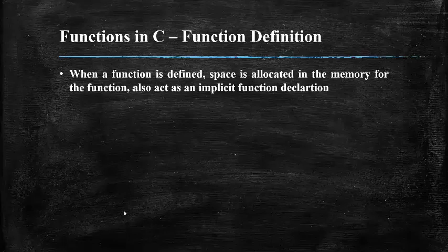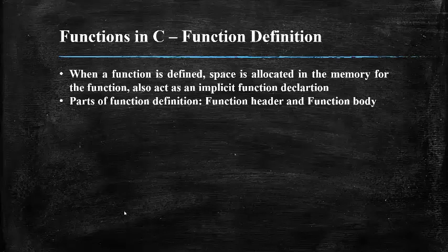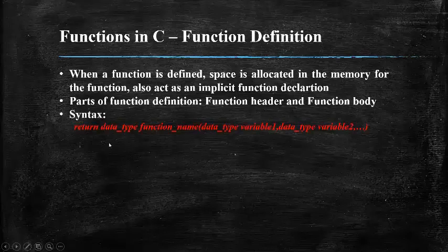Normally speaking, a function has two parts. One is the function header and the other is the body of the function. So what does the function header have? The function header will have the return data type, the name of the function, and then the list of variables that are accepted as input arguments. So this is going to be your function header. That is why I marked it in red.